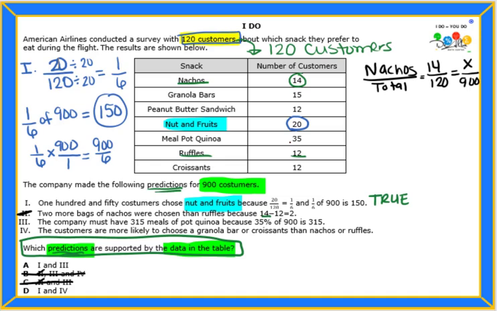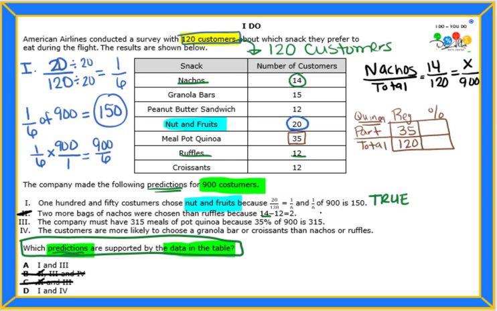So let's look at the meal pot quinoa, and we're going to make a percent box using that information. So the part to the total, remember we will have percent numbers and we have regular numbers. So the part of this table that we are interested in is the quinoa. And so that is 35 out of 120.